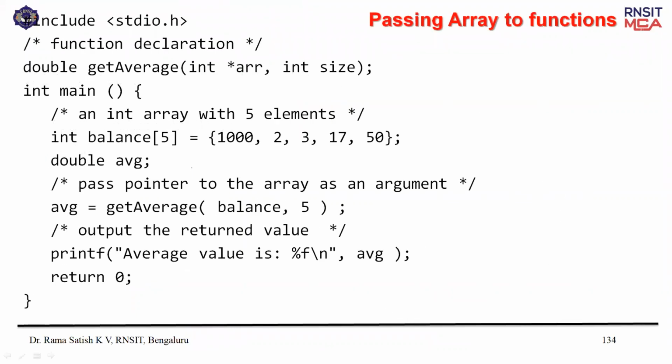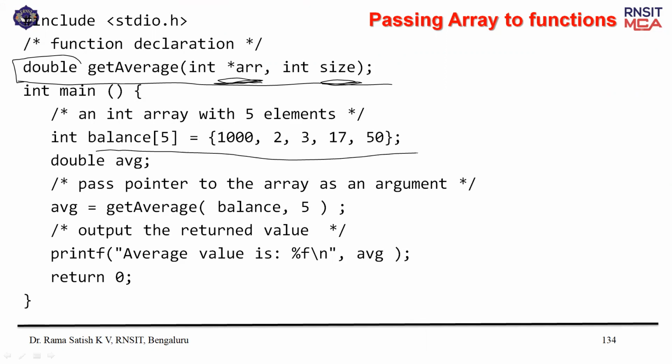Now, similarly, you can pass an array also. Look at here, double, get average. So this is a function declaration. Get average is the name of the function that will return a double value. It will take a pointer, some address, and the size, two variables. So you are creating a balance array, which has 5 elements, 1, 2, 3, 4, 5, and you're calling the function get average.